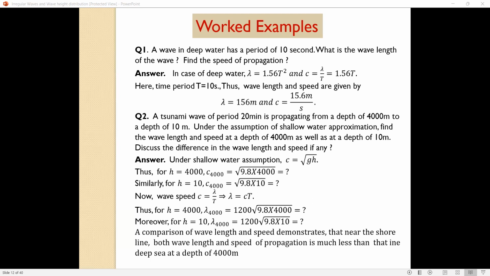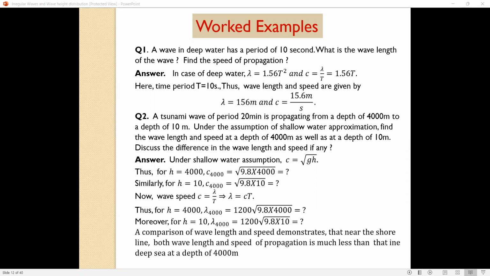So a tsunami wave with a period of 20 minutes has a speed of propagation of 720 kilometer per hour. That is the rate at which a 20-minute period wave in the ocean will propagate, which is almost equivalent to the speed of a jet flight. And that is what I have taken.